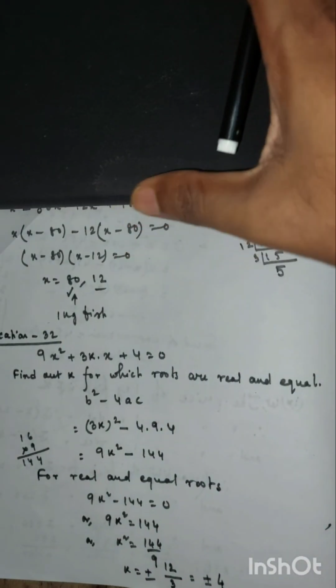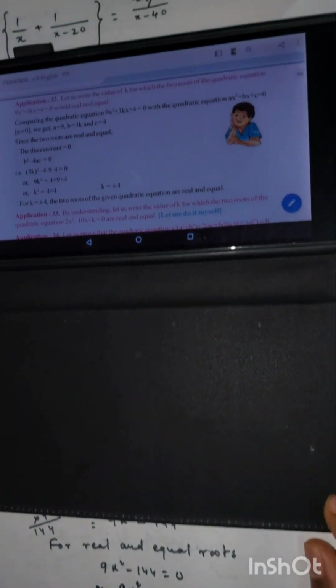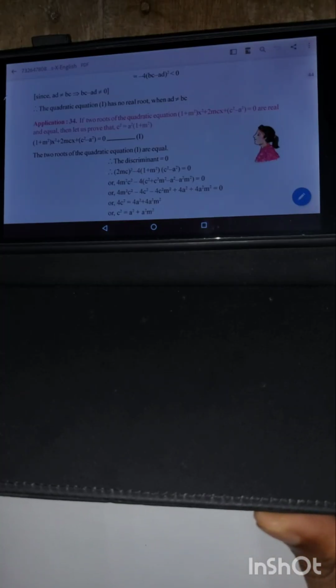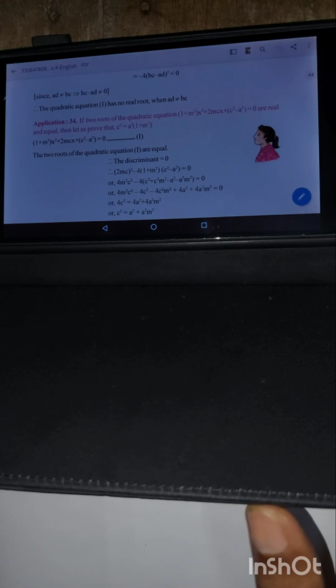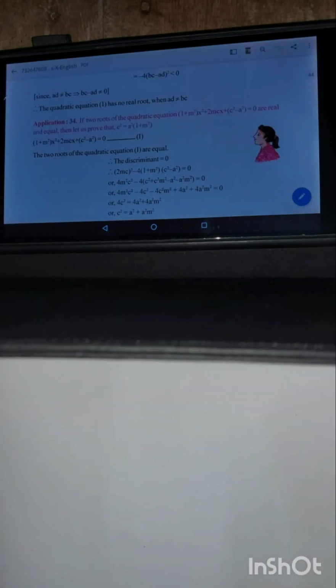So this is how we solve this type of questions. Now let us proceed to next question. Discuss application 34. If two roots of the quadratic equation 1 plus m square into x square plus 2mcx plus c square minus a square equal to 0 are real and equal, then prove that c square equal to a square into 1 plus m square. We have to prove it.